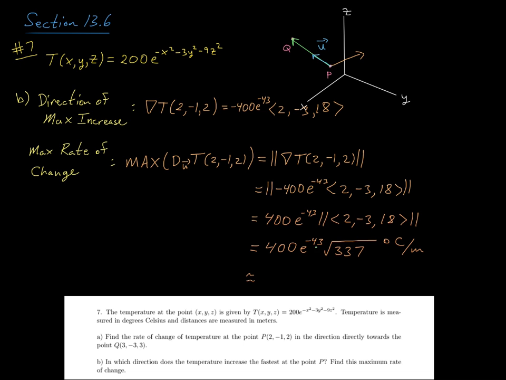And because of this exponential term, this is also really, really small. It's a little bit bigger than our answer to part A. Remember, this is the largest that our rate of change could be as we move from the point P, but it's still pretty darn small. It's approximately 1.55 times 10 to the minus 15th power degrees Celsius per meter. Okay, so still very small, but larger than what we saw for our answer to part A. And that's going to do it for this problem and for section 13.6. I'll see you next time.